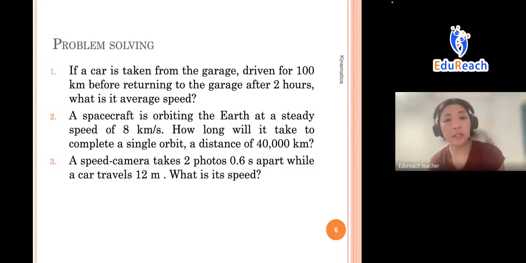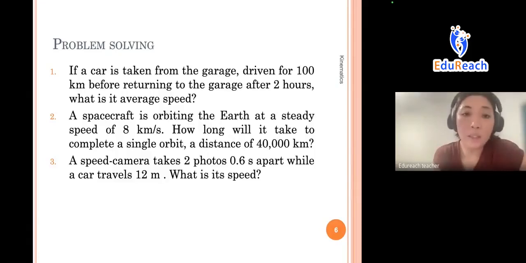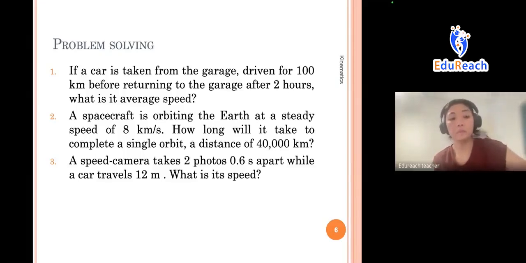If a car is taken from the garage, driven for 100 kilometers before returning to the garage after 2 hours, what is its average speed? This one is very simple. We just take the given distance and then the total time taken, which is 2. So would you agree that it is 50 kilometers per hour? Okay.